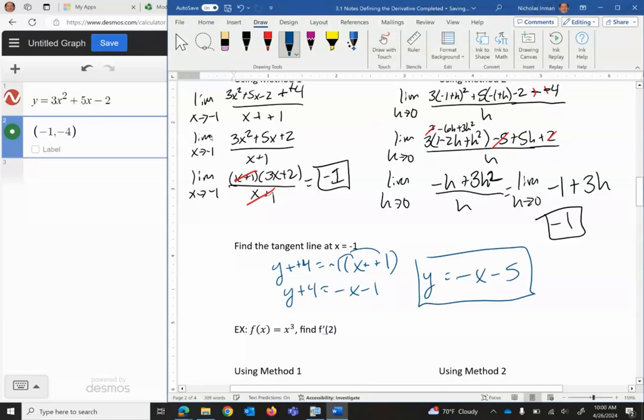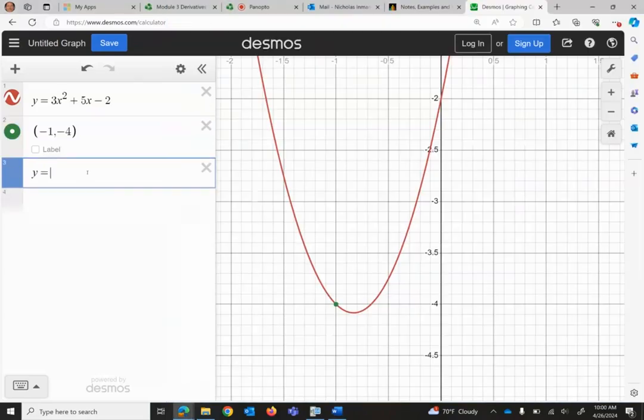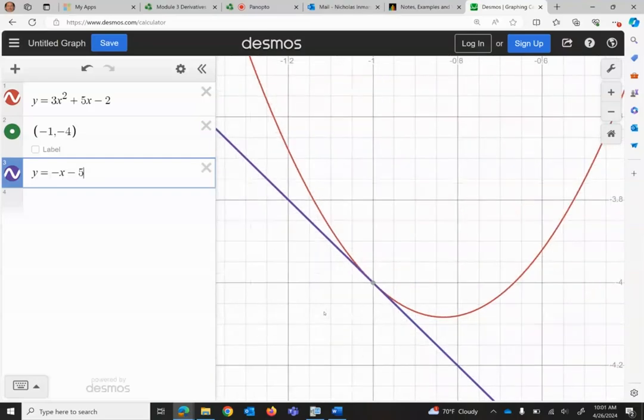And we have an equation of our tangent line, -x minus 5. So when I finish this, it should produce that tangent line that touches our graph exactly at (-1, -4), and is at perfect tangent. And look at that, just like we thought. It's just at that one spot, and that is a good tangent.